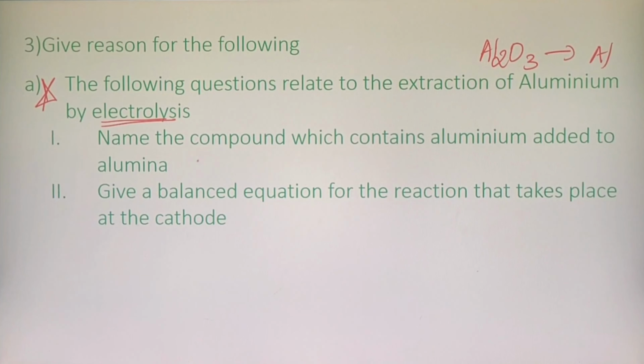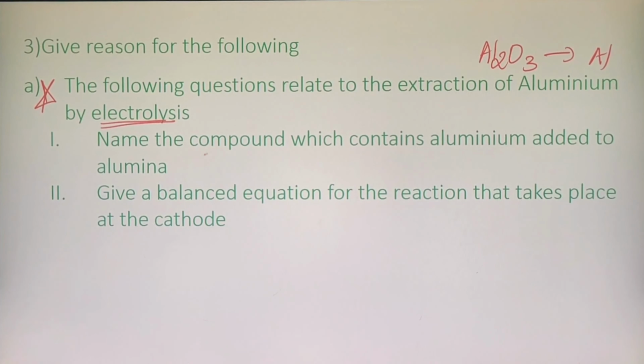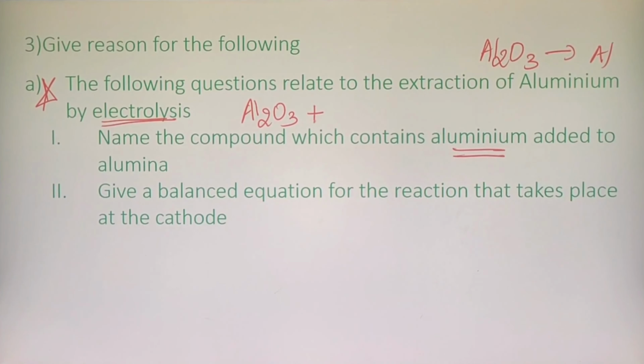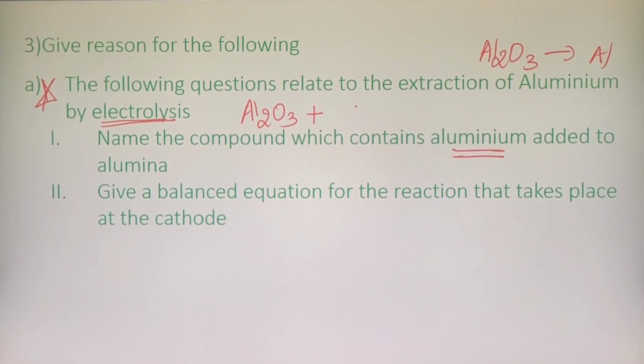So here the first question regarding electrolysis is: name the compound which contains aluminium, added to alumina. We know that in the electrolyte we have alumina. What is alumina, children? We have Al2O3. Then we have added another compound into the electrolyte mixture called cryolite. Now what is cryolite? Cryolite is nothing but Na3AlF6. And then we add one more substance to it, which is called fluorspar, which is calcium fluoride.